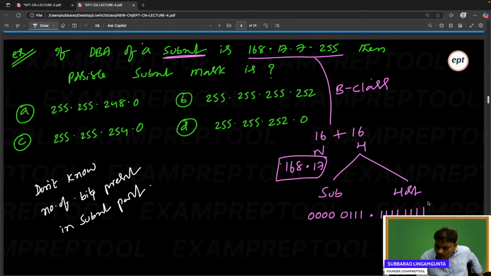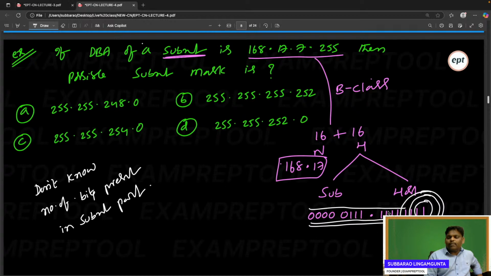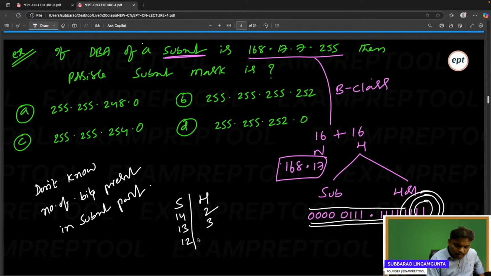Can you help me now? Maybe 2 bits belong to the subnet. If 2 bits belong to the host, the rest all will belong to the subnet. Maybe 3 belong to the host, remaining may be subnet. Maybe 4 belong to the host, remaining will be for the subnet. So anything can happen. 2 bits may be host, remaining all 14. So the possibilities are subnet and host: 14 and 2, 13 and 3, 12 and 4, continue.